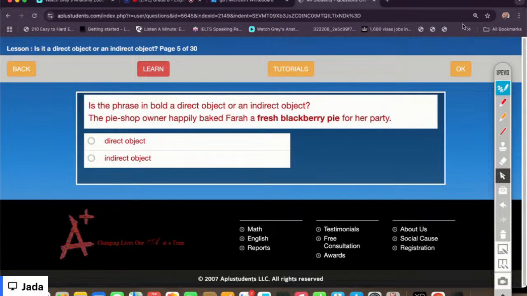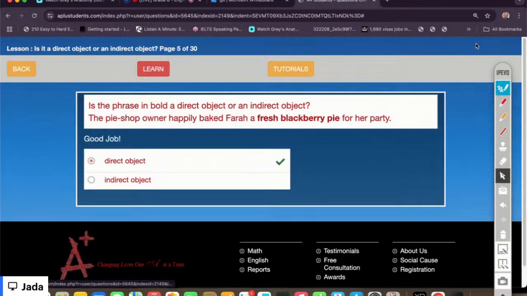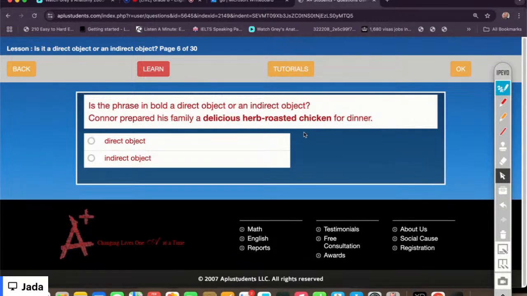So the pie owner happily baked Farah a fresh blackberry pie for her party. So is it direct or indirect? So what did the pie shop owner bake? It will be fresh blackberry pie.